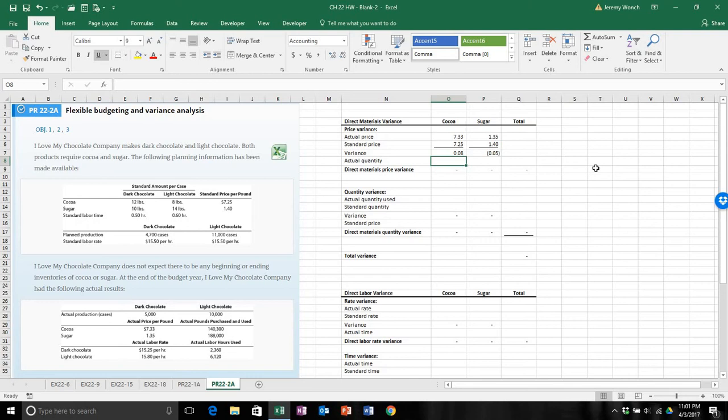If we add in the actual quantity used, the actual quantity used is down here. So we have 140,300 and 188,000 for the sugar.